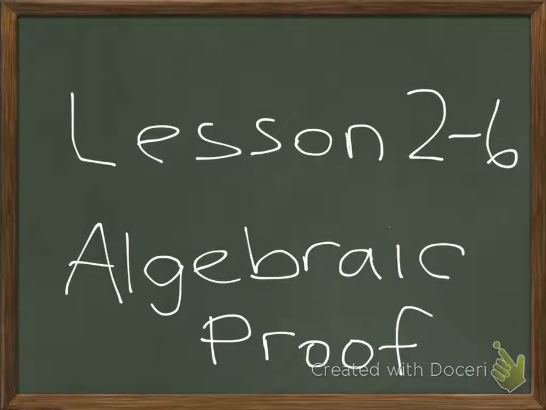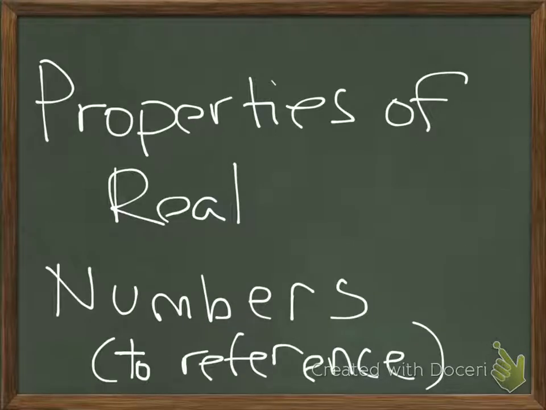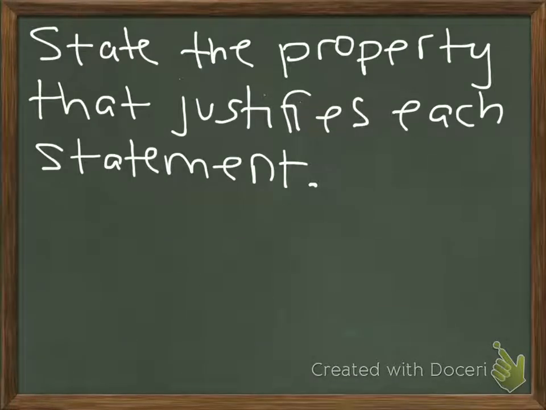Today we're going over lesson 2.6 for geometry. This is on algebraic proof. I would say to reference this, there's a list of properties of real numbers in your key concepts packet. It's also listed on this lesson that you can use for the properties as your justification for these proofs.